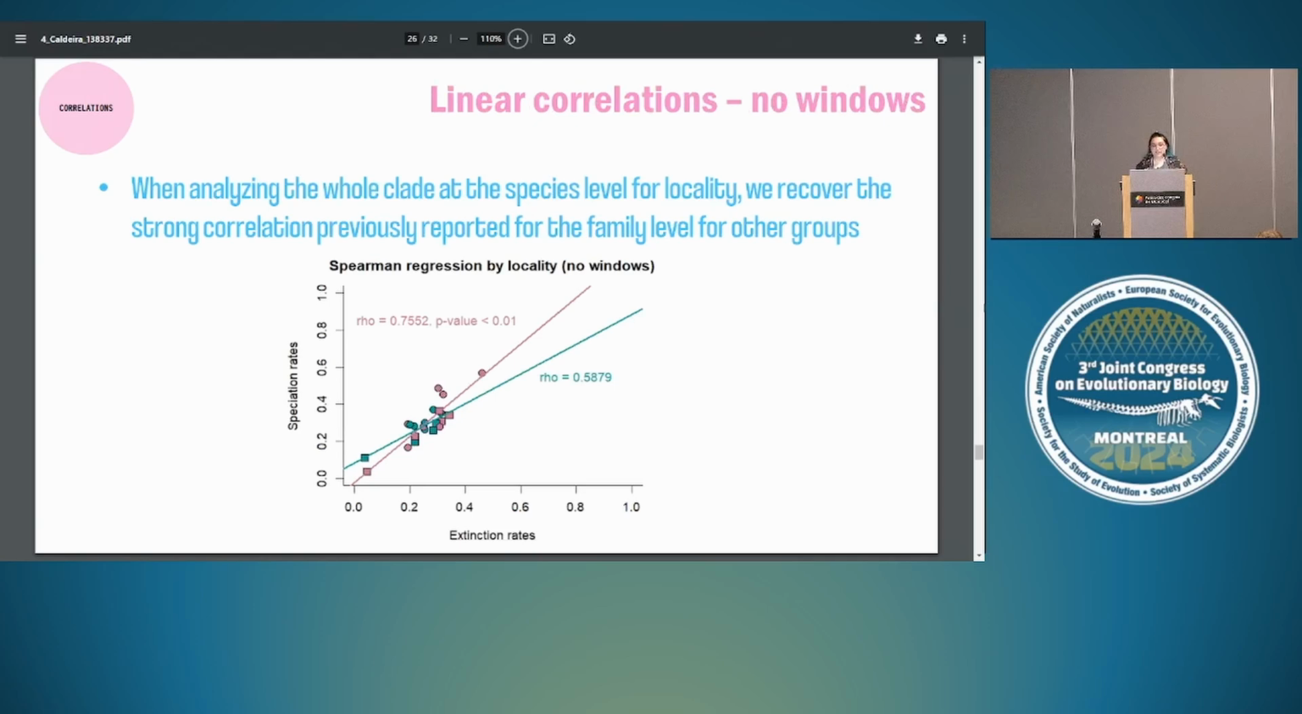We also performed the same Spearman correlation for location as a proxy. I'm sorry that the legend is not printed in this graphic, but I'll show you what they are. Salmon is Eurasian lineages. In teal, you see North American lineages. The circles are extant lineages, and squares are extinct lineages.